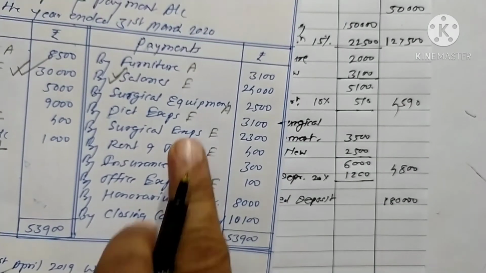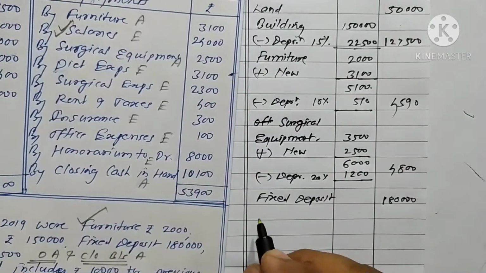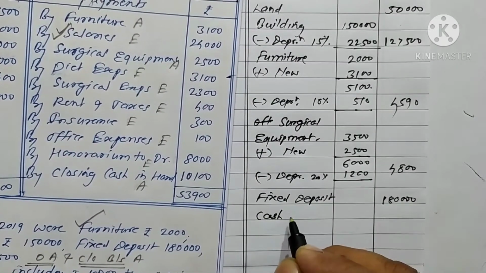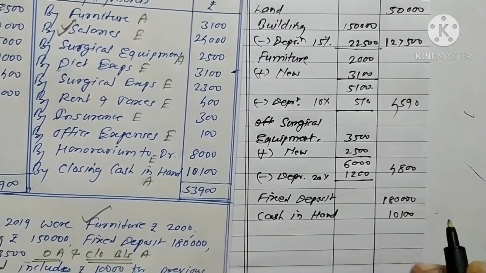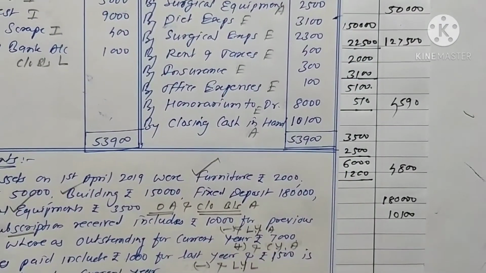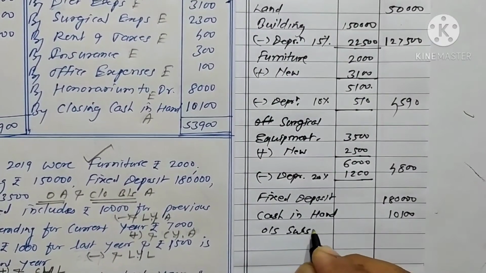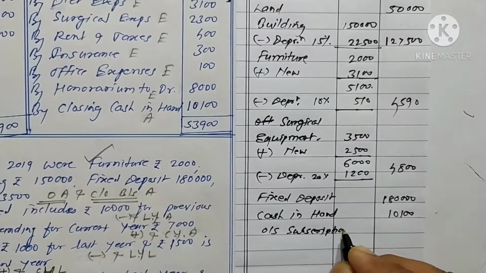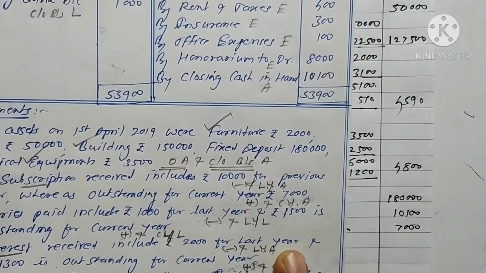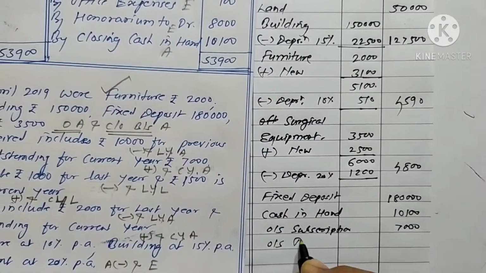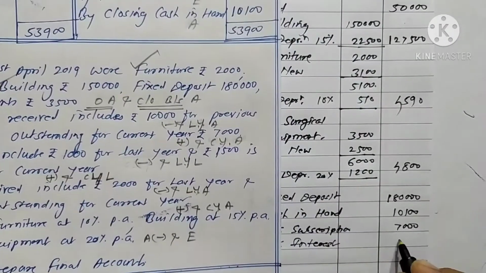Okay, now see in adjustments, furniture complete, equipment complete. Now closing cash in hand. Cash in hand rupees 10,100. Next is current year outstanding subscription rupees 7,000. Next is interest receivable or outstanding interest. Current year outstanding interest rupees 1,300.